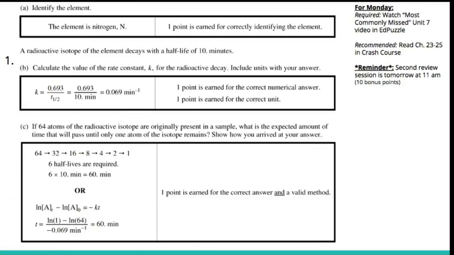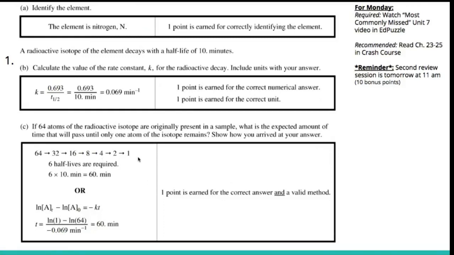So 64 to 32, that's 1 half-life. 32 to 16. If you count those arrows, that's how many half-lives were needed. There are 6 arrows, so there were 6 half-lives required. 6 times 10 minutes is 60 minutes. But you needed to show work. So notice it says correct answer and a valid method.